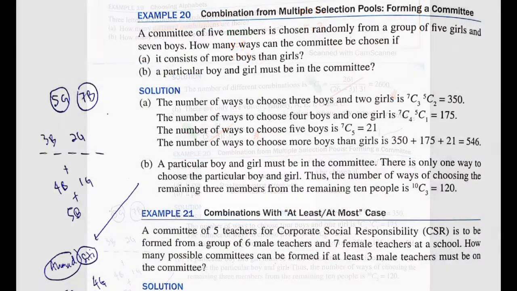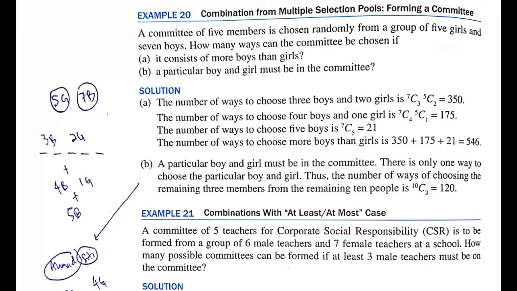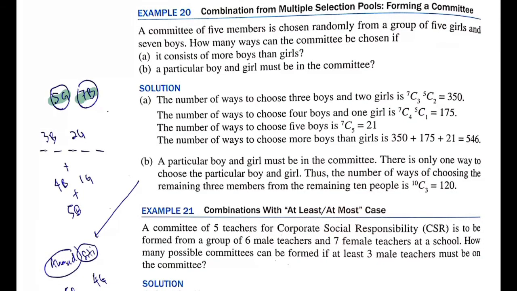Let's now see the next example. This is combination of multiple selection pools, where we want to form a committee. A committee of 5 members is chosen randomly from a group of 5 girls and 7 boys. In how many ways can the committee be chosen if it consists of more boys than girls?